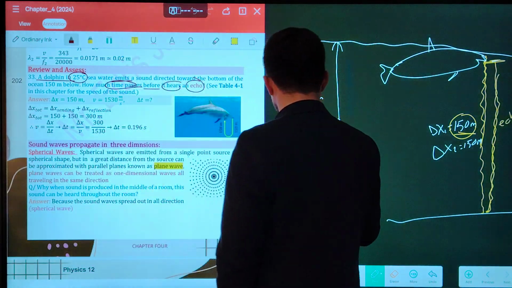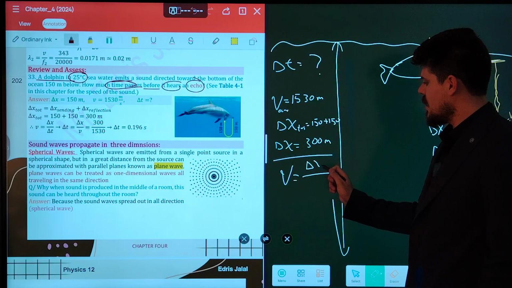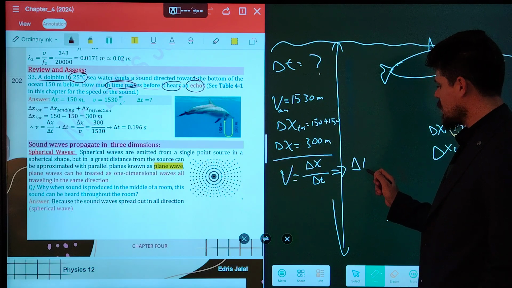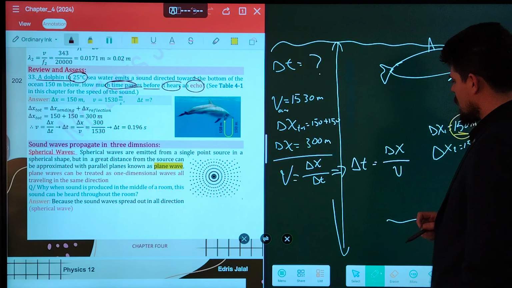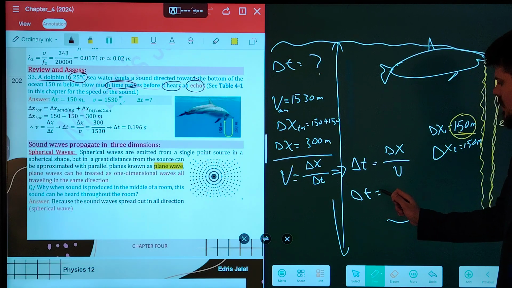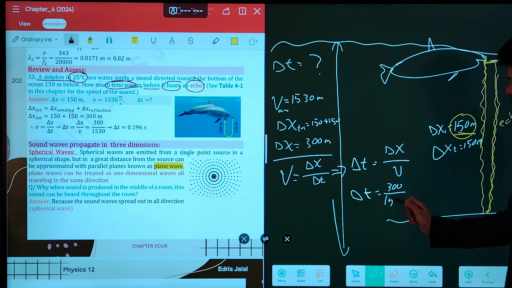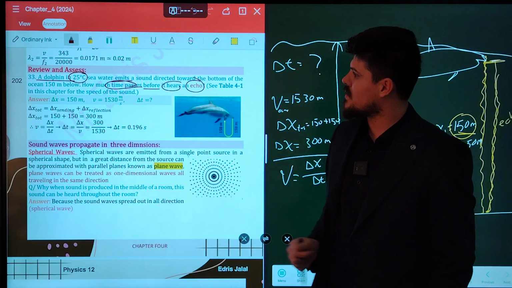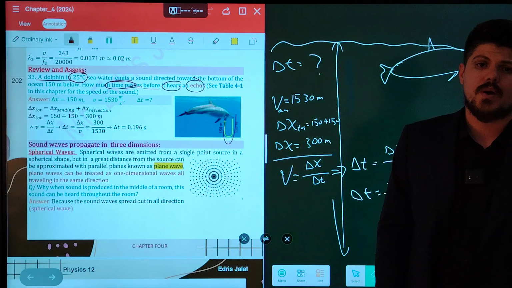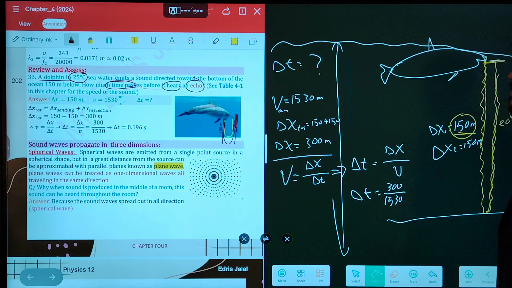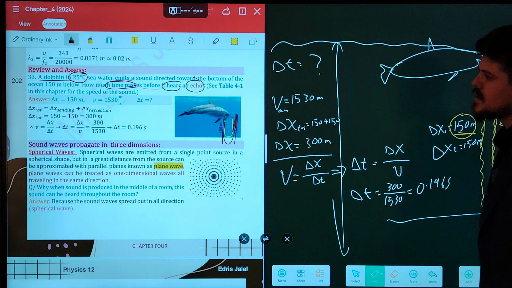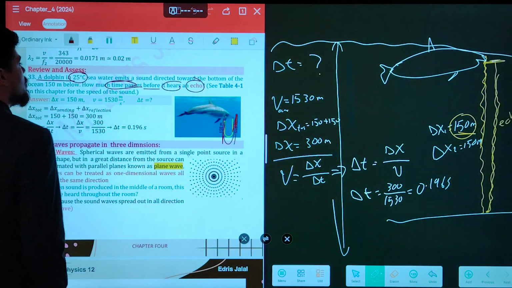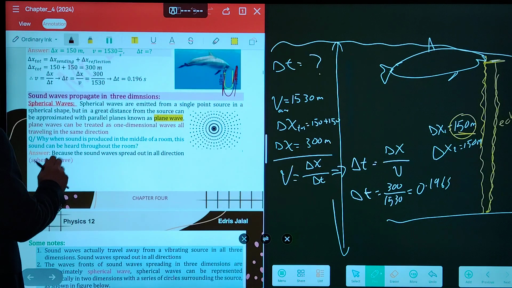To find the time, V is equal to X over T. Rearranging the equation, T is equal to X over V. Delta X is 300, so 300 divided by 1530. Why do we use 300? Why didn't we use 150 meters? Because we have to find the distance of the round trip. Not only the emission, we have to count the echo as well. Sending out and reflection is equal to 300 meters. Time is equal to 0.196 second. That is the time it takes for the dolphin to receive the echo of the wave.